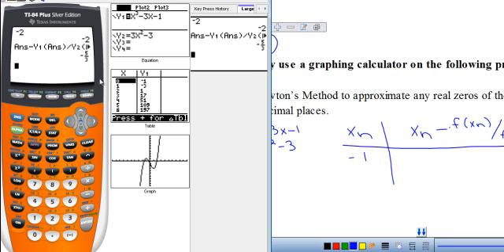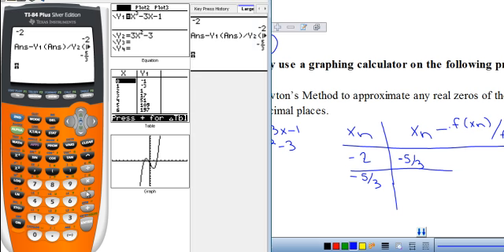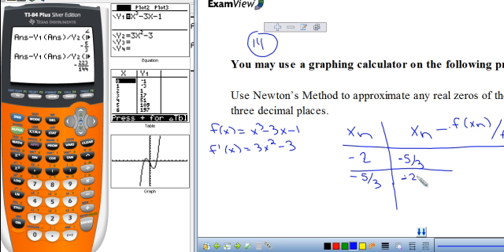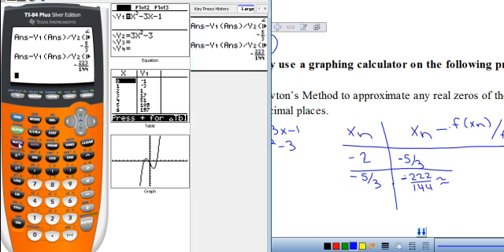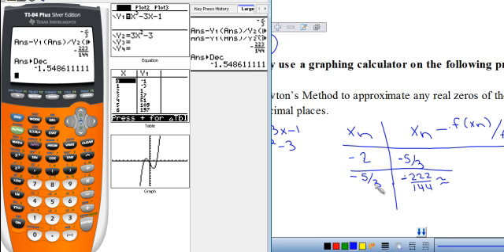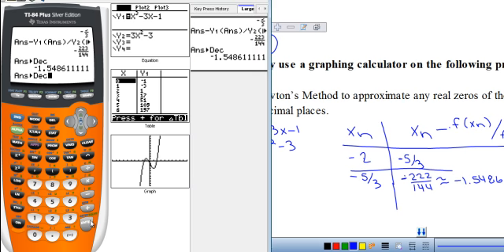So I get -5/3. So instead of using -1, I use -2. Because if I use -1, I'm dividing by 0. So Newton's method isn't working. The next approximation would be -5/3. So I get -23 over 144, which is approximately -1.5486. So I'm going to do it again.